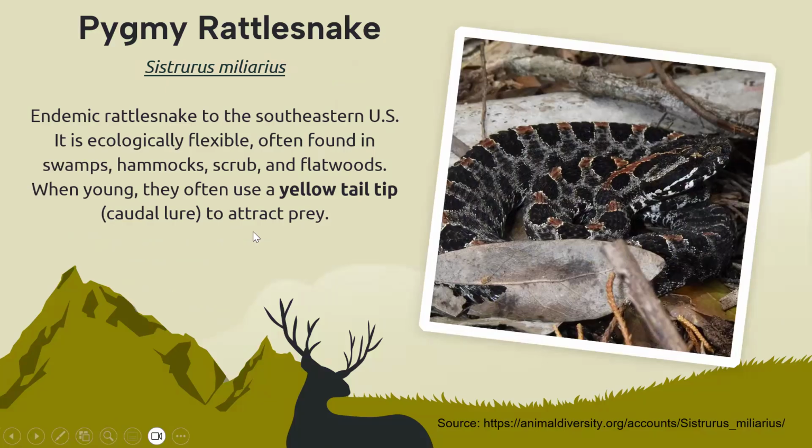The first animal we saw was the pygmy rattlesnake, Sistrurus miliarius. It is an endemic rattlesnake to the southeastern United States, and it is ecologically quite flexible. It's found in all sorts of habitats like swamps, hammocks, scrubs, and flatwoods. And when young, they often use a yellow-tailed tip called a caudal lure to attract prey like lizards and amphibians.